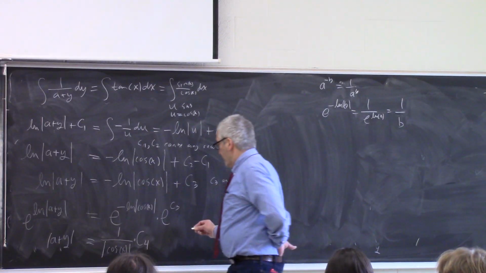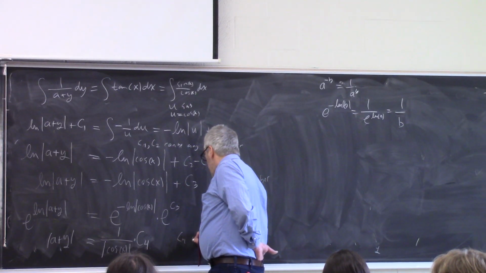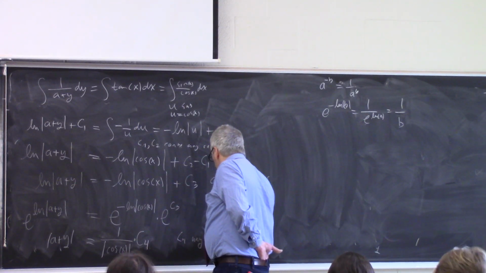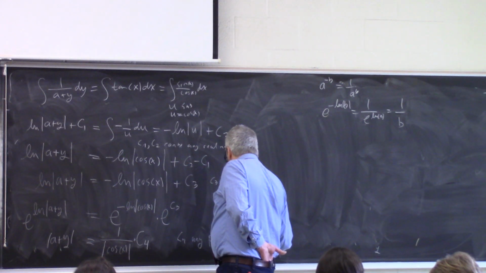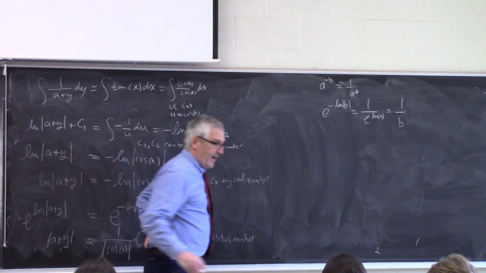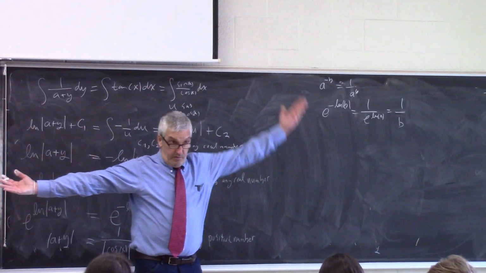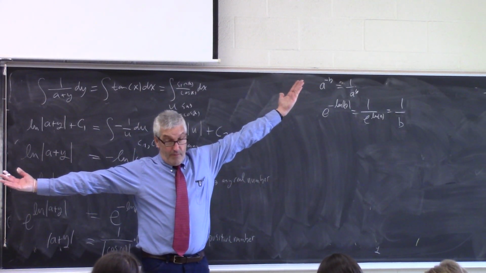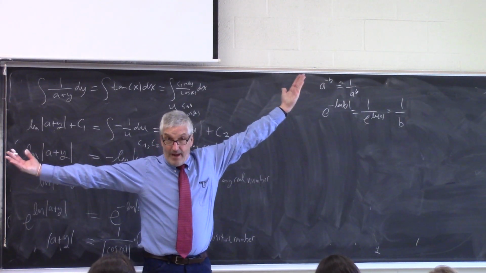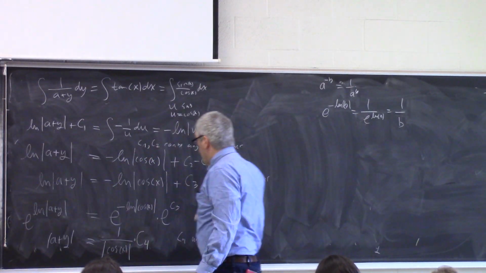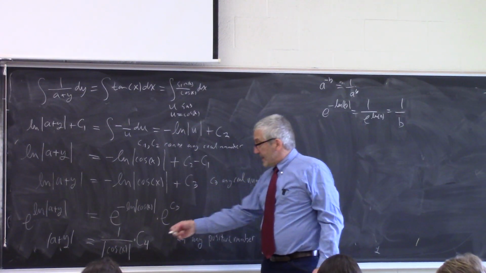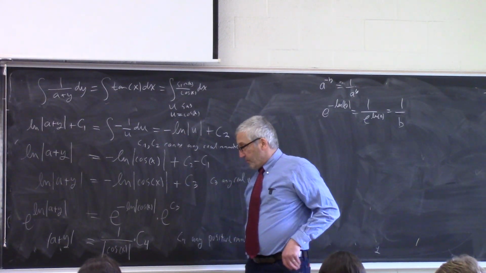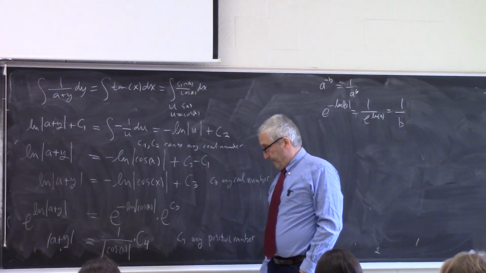So C4 is any positive number. Because remember, the graph of e to the x has an asymptote on your left and it goes up on your right, but the whole thing lives above the x-axis. So e to anything is always positive. So C can play around all at once. It can be any real number, but you feed that into the exponential function, and you're going to get something which is positive.